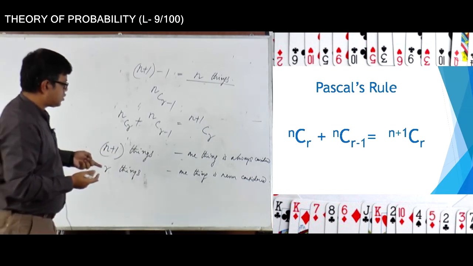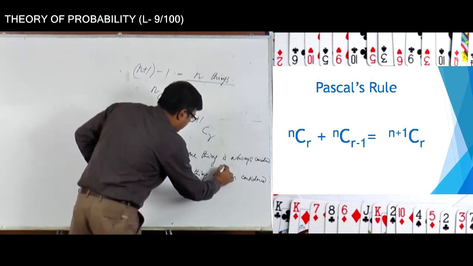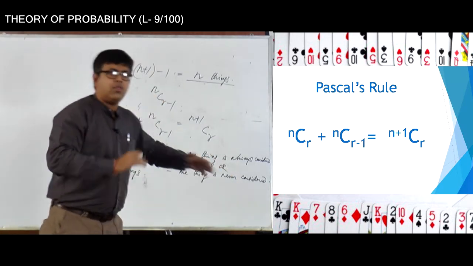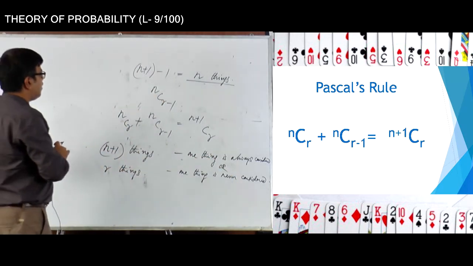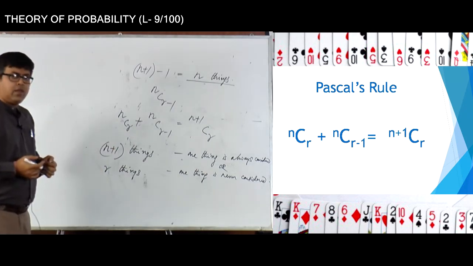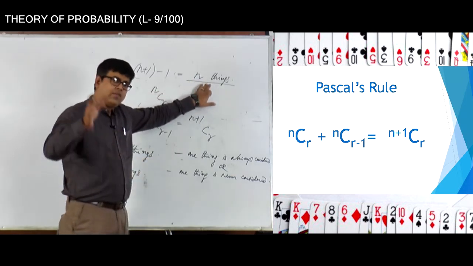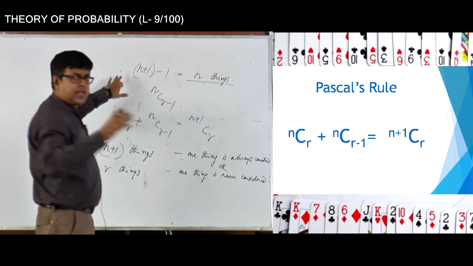Now, the other case is that either this or this, right? The other case is that one thing is never considered. So you are not considering a particular thing. Again, if you do not consider a particular thing, then leave aside that particular thing. If you leave it aside, then again you have n things in your hand.